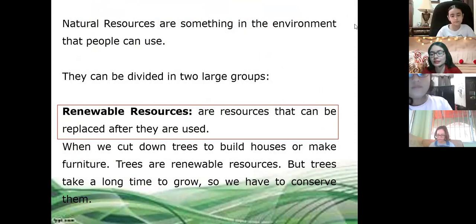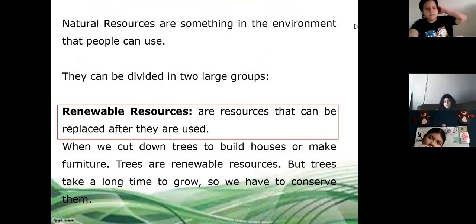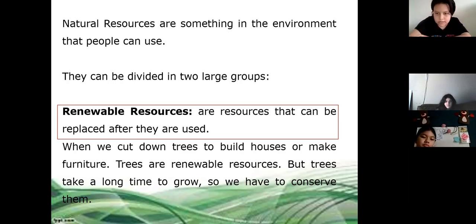Okay, help me to read, Joshua. Renewable resources are resources that can be replaced after they are used. Read the example that is down here. When we cut down trees to build houses or make furniture, trees are renewable resources. But trees take a long time to grow, so we have to conserve them.